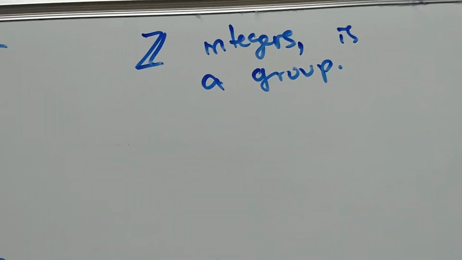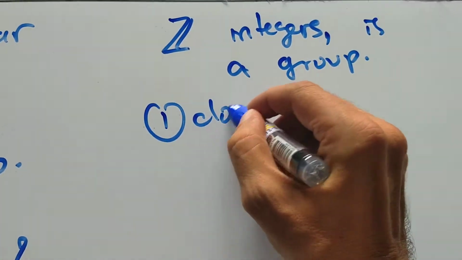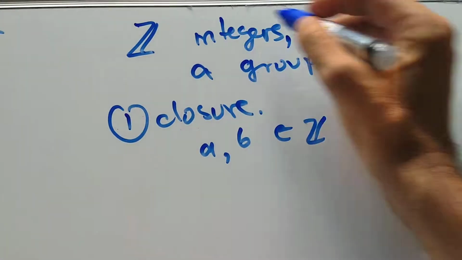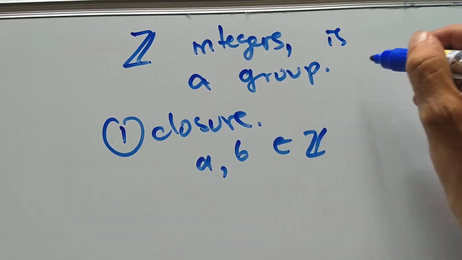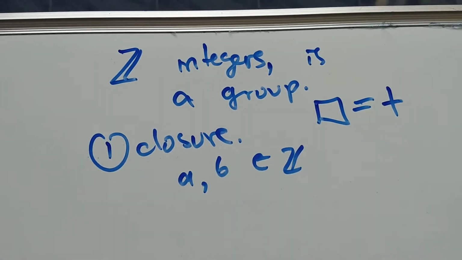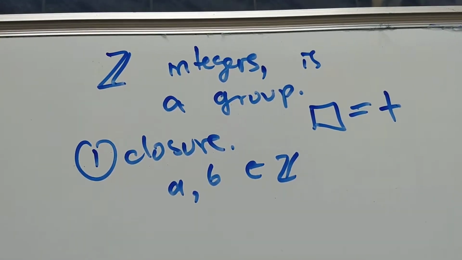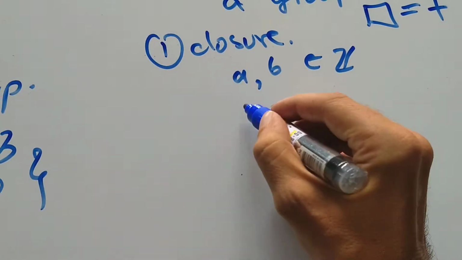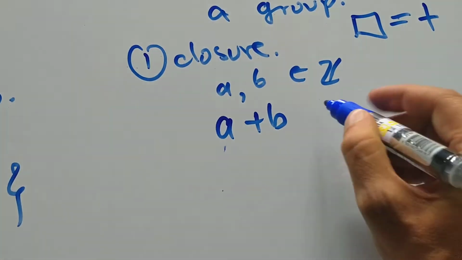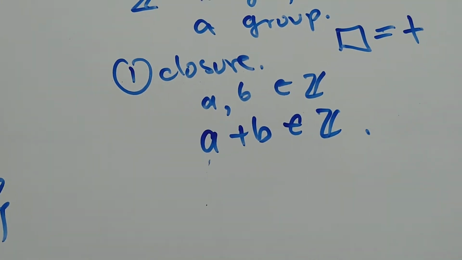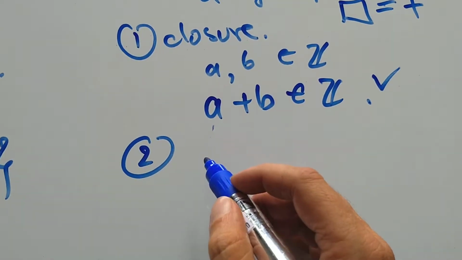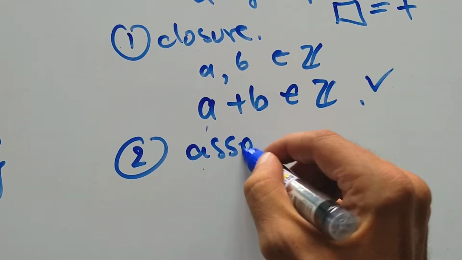All right, let's see if this is true. Let's do closure. Let's take A and B, two integers. It's a group with what operation? For our operation, I'm going to take plus. It's an additive group. So let's combine A and B by plus. And of course, if I add two integers, I get another integer. So that's no problem. 2, associativity.